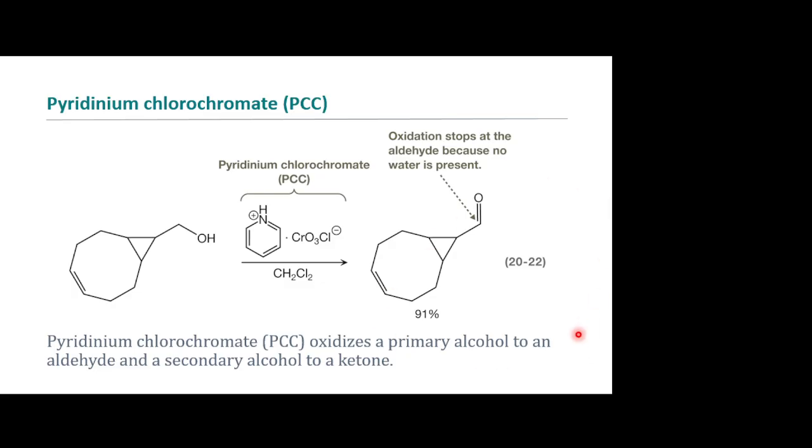This is going to be your pyridinium chlorochromate. This is PCC right here. And so this is going to be used to oxidize a primary alcohol to an aldehyde, and a secondary alcohol is going to go to a ketone. And notice that this is more moderate conditions than the chromic acid, so you're not going to do it over and over and over. You'll just get a primary alcohol down to an aldehyde and stop there. No carboxylic acid. Okay?